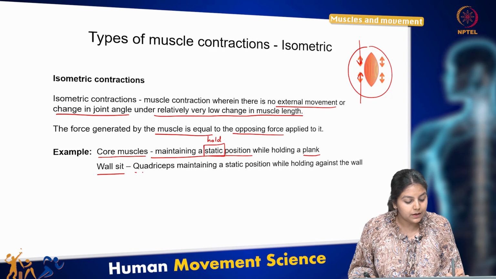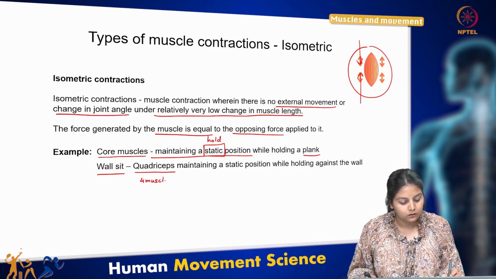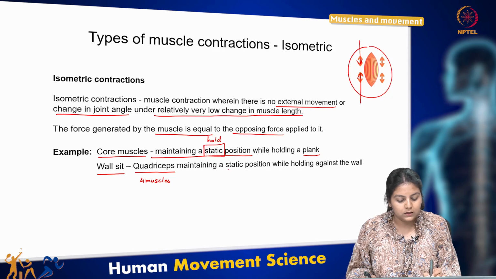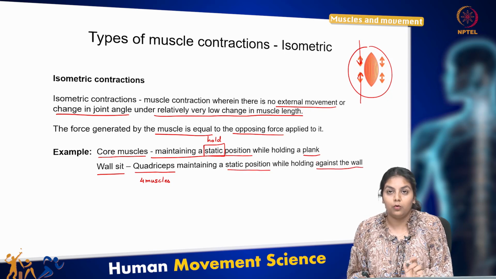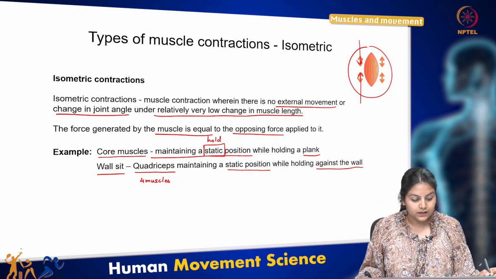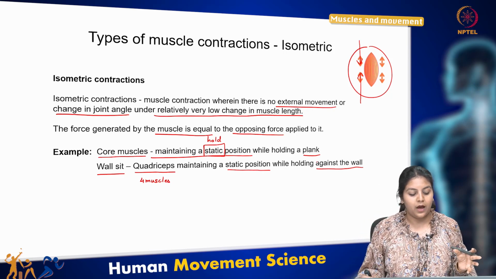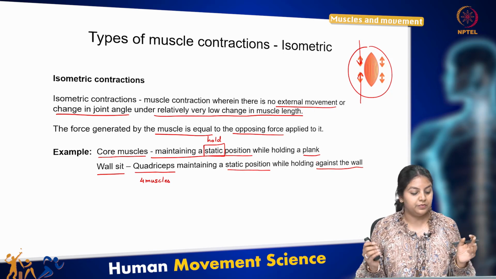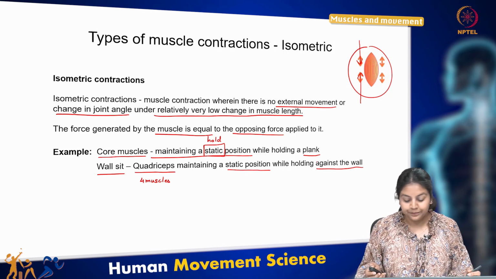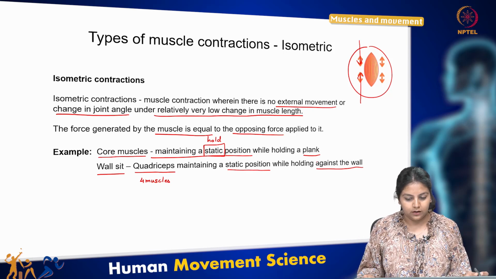So your quadricep muscles, which are a group of 4 muscles, they are maintaining a static position or a hold against the wall. Right, so these are 2 examples where you have a group of muscles that are not changing in length and there is no external movement or change in joint angle during the entire movement.